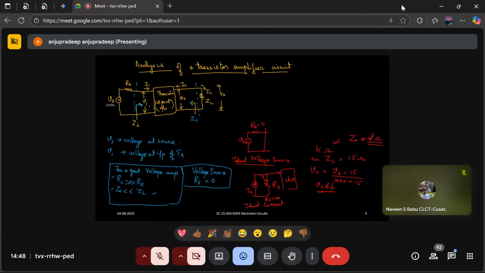And so you have some current flowing into the transistor. When a voltage and current are there, some impedance will be associated with it. That is known as input resistance, Zi. Zi stands for input resistance. You can call it Ri also.